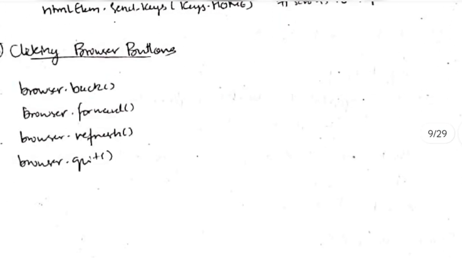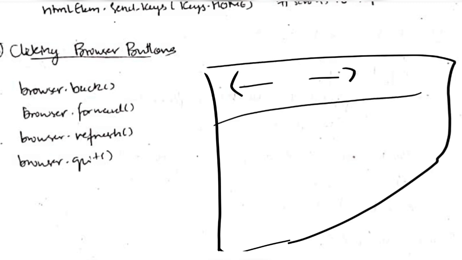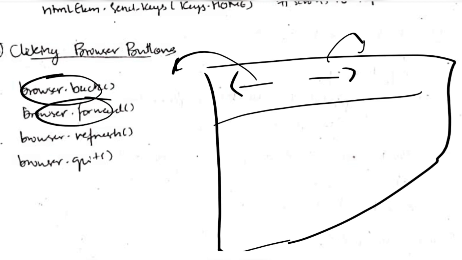Clicking the browser buttons. If you want to go back in the web page, the button is at the top, right, for pages which you had visited and came back. To go there, we will be using browser dot back, forward, refresh and quit, okay. So that was about the web scraping.